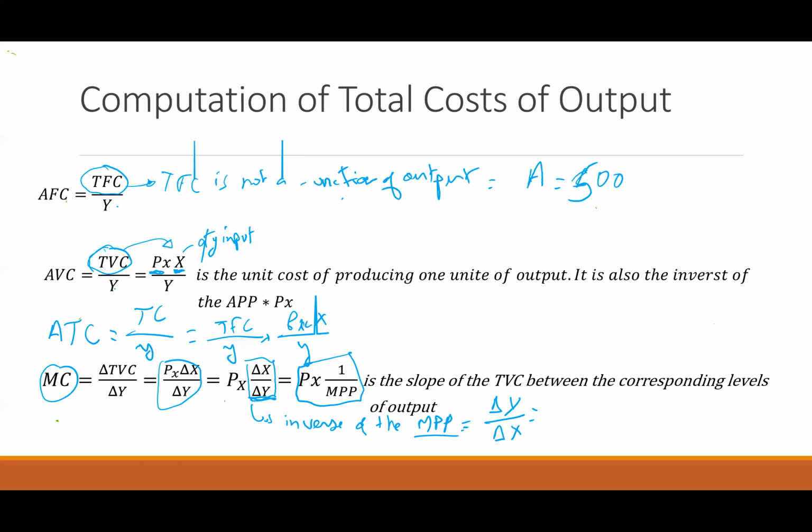So the marginal cost then becomes the price of input times the inverse of marginal physical product as a function of X.